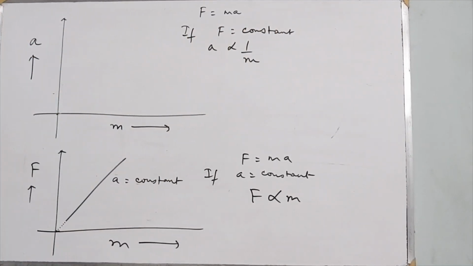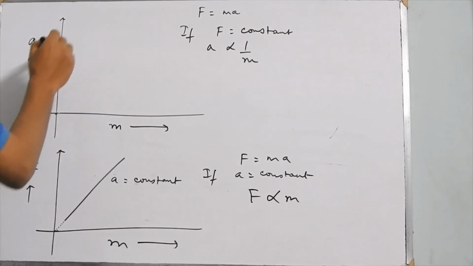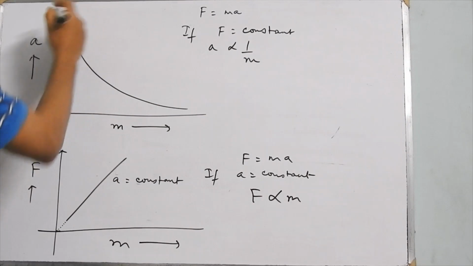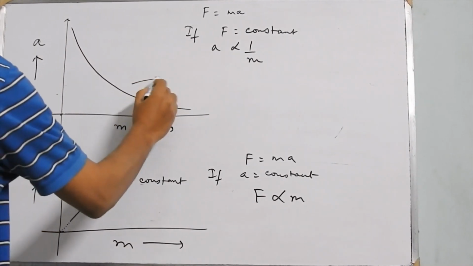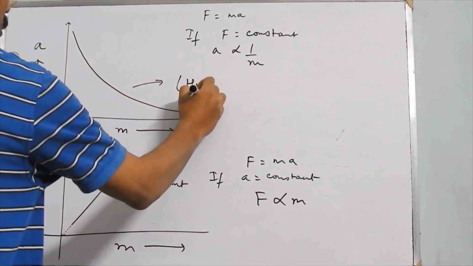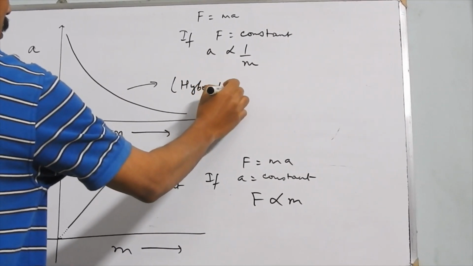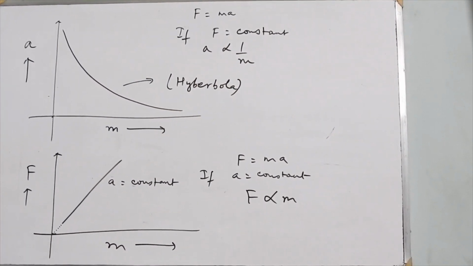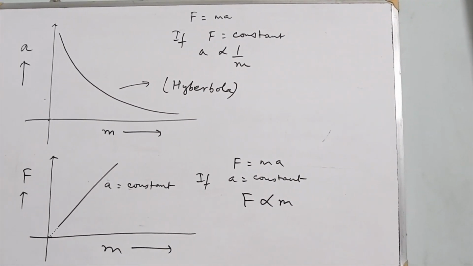So the graph will be a hyperbola, or hyperbolic in nature. This graph will never touch any of the axes, so the nature of the graph is hyperbola, unlike the previous cases where the nature of the graph was a straight line.